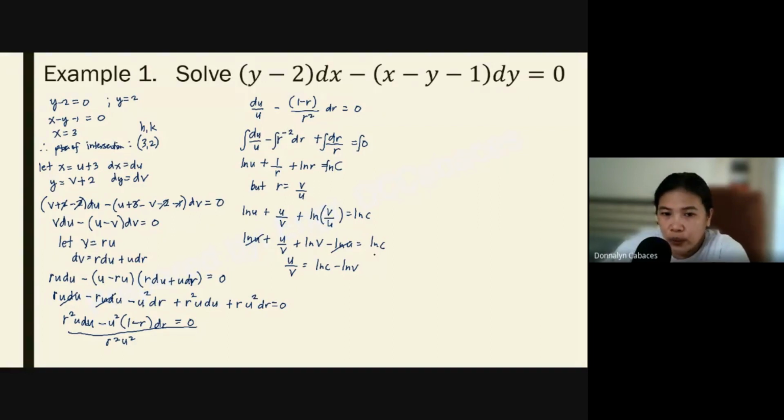But what is u and what is v? So do not forget to bring back the original variables x and y. From this, we let x equal u plus 3. Therefore, u is x minus 3. And your v is equal to y minus 2. So you now have x minus 3 is equal to y minus 2 times ln of c over v.